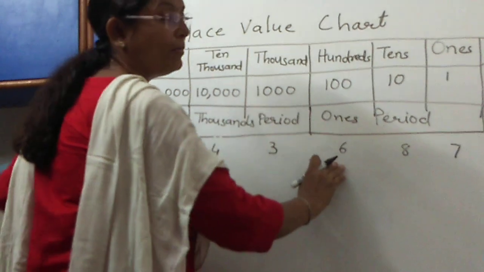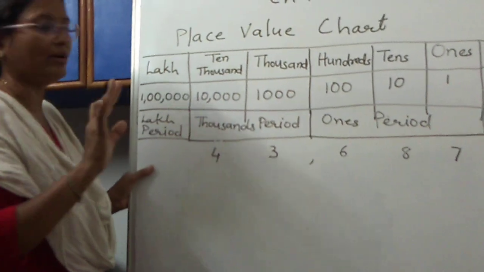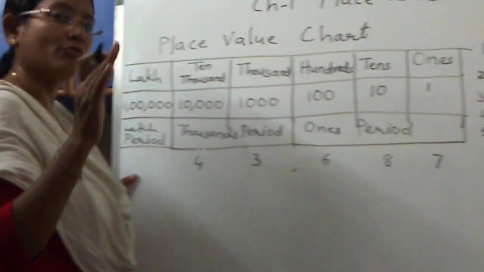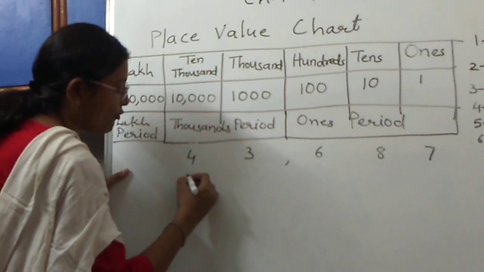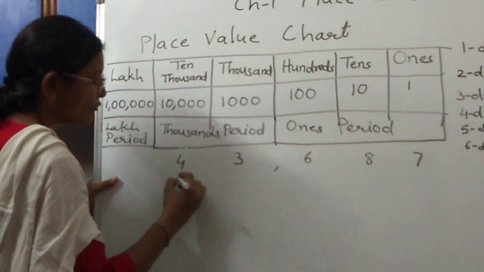This is a number in figures, a 5 digit number in figures. And now I will tell you how to write it in words. That is 43,000.